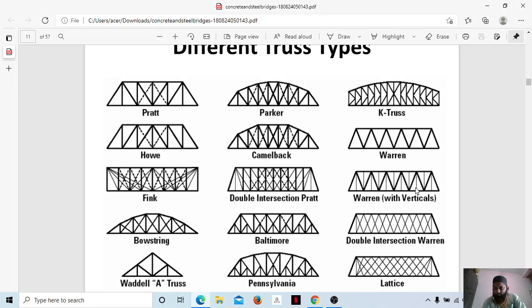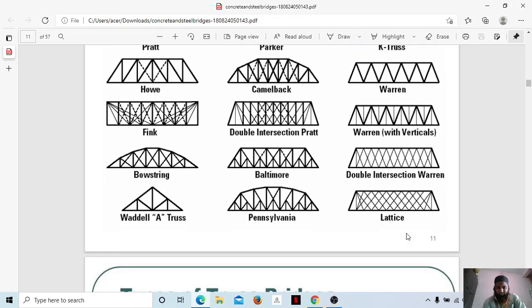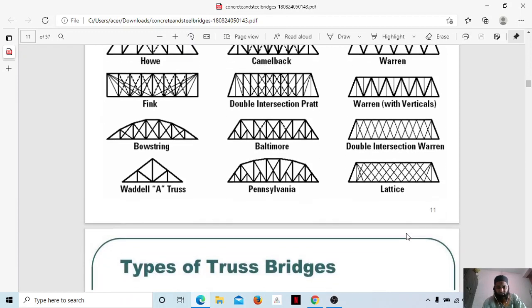Warren with verticals, you have Warren truss with vertical members also here. You have bowstring also, Baltimore, double intersection Warren. You have Waddell A truss, Pennsylvania lattice. So depending on the load coming onto the structure and what are the different wind loads or whatever loads coming, we'll have to finalize what type of structure to be taken.